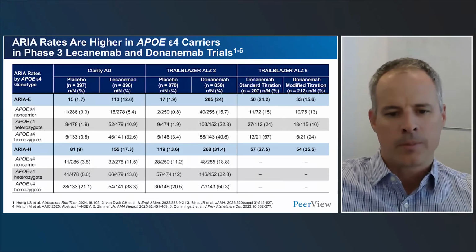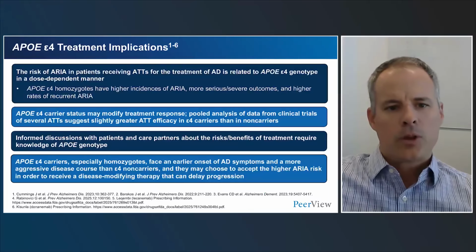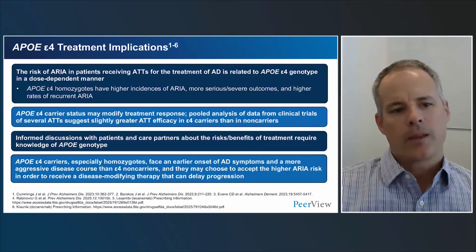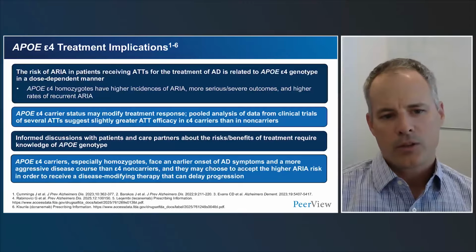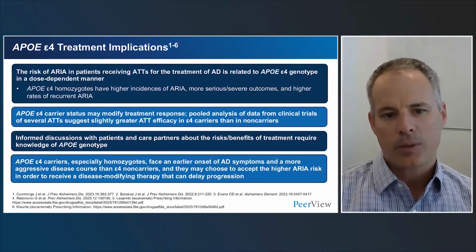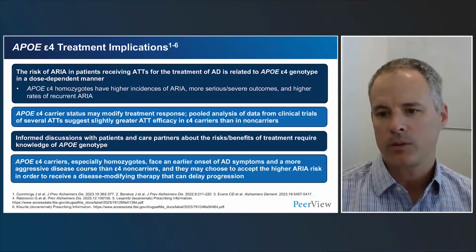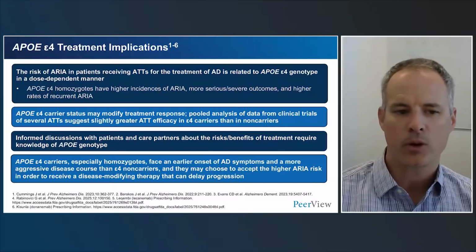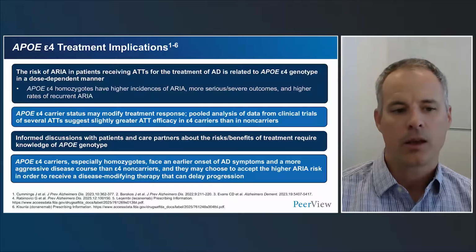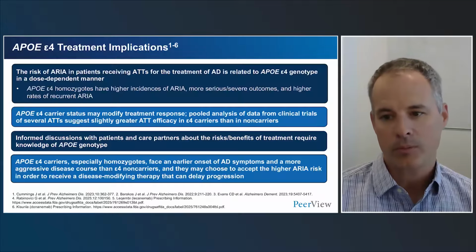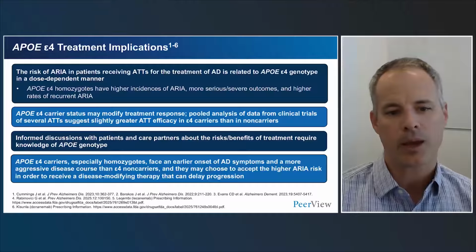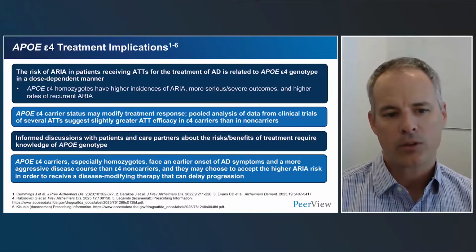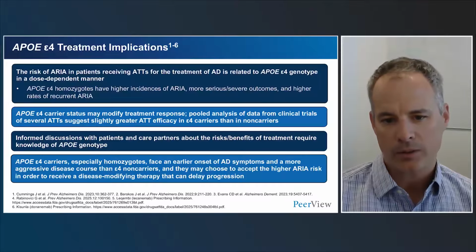So the treatment implications for APOE4 are that the risk of ARIA in patients receiving anti-amyloid therapies is related to APOE4 genotype in a dose-dependent manner. One copy of APOE4 increases your risk slightly. Two copies of APOE4 has a more significant impact on risk. And so APOE4 carrier status may modify the treatment response.